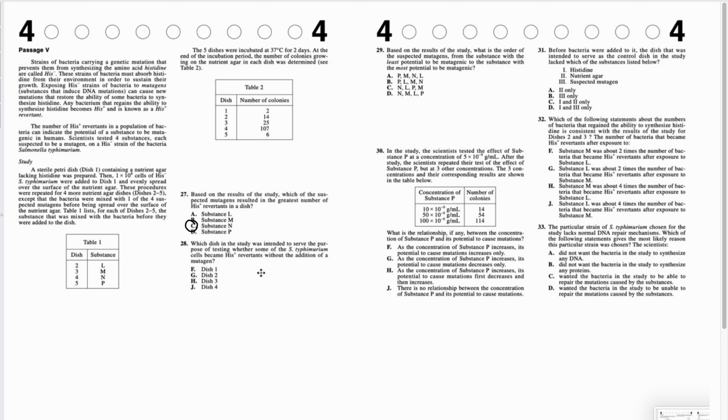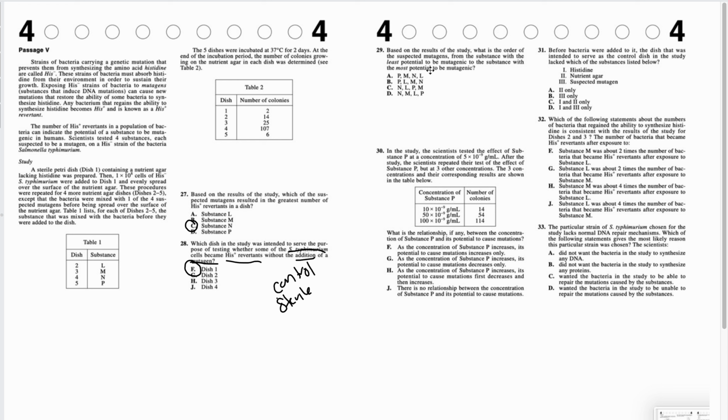Question 28. Which dish in the study was intended to serve the purpose of testing whether some of the cells became HIS plus revertants without the addition of a mutagen? That would be your control. In the answer choices we have dish 2 through 5, but we do not have dish 1. If we come back to the study, it says a sterile Petri dish, dish 1. So that one's a sterile one, so dish 1 would be the control group. So F.